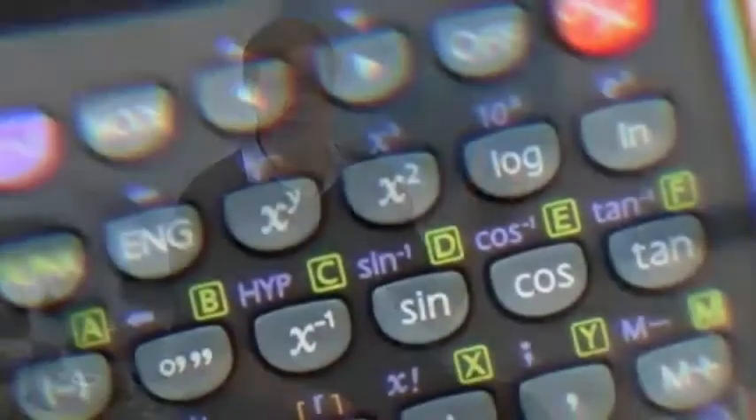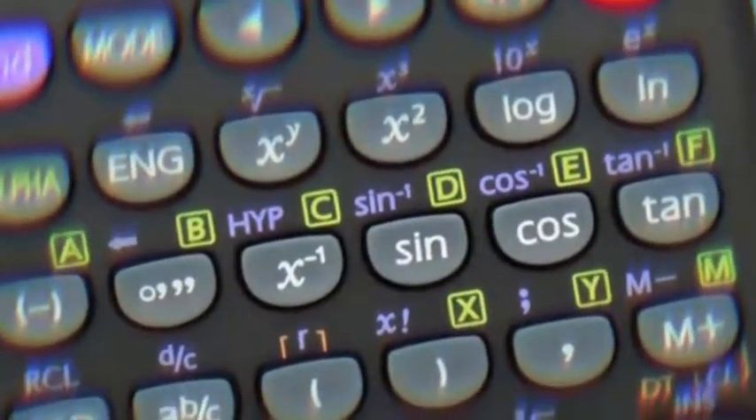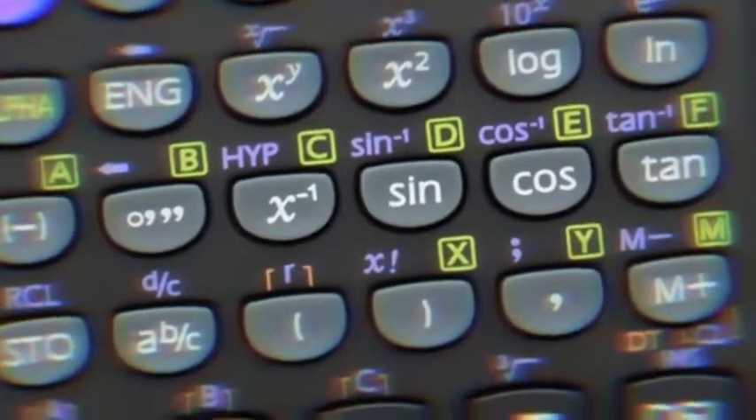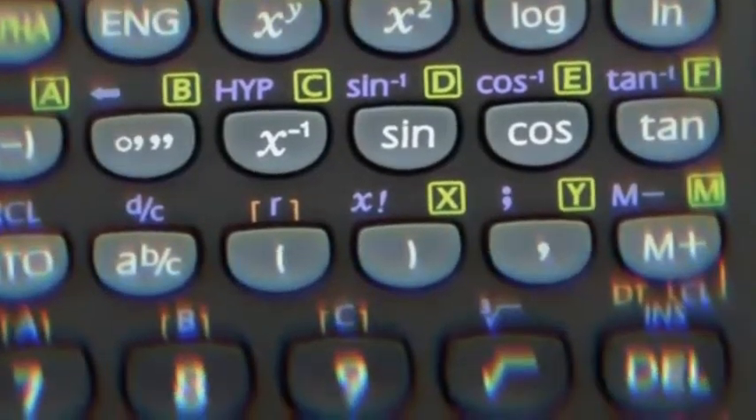Now, one of the most valuable pieces of equipment for your mathematics exam is a calculator. Now, the calculator is only valuable if you actually know how to use it properly. So what we're going to do now is to take a look around the keys on a standard scientific calculator and make sure you can use them properly and get those all-important correct answers in your exam.